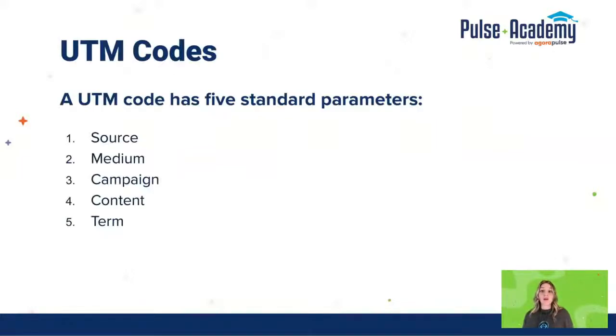UTM codes have 5 standard parameters. Really, most people are just using 3 of these. The other 2 are pretty optional. Most people are just using the first 3. So the UTM source, the medium, the campaign, the UTM content, and the UTM term. I have slides to explain each and every one of these, but these are the 5 main UTM parameters.